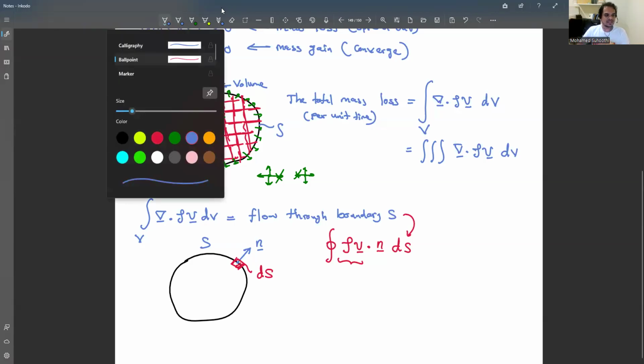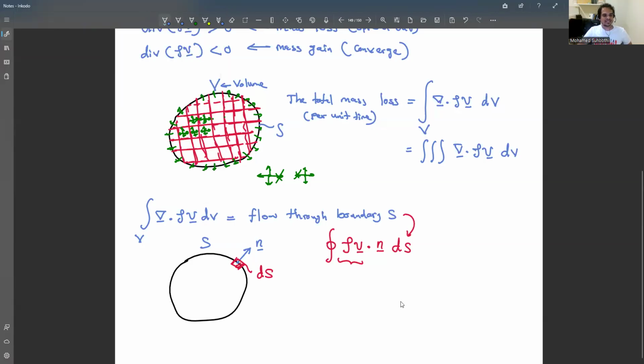This is something you studied as the divergence theorem, right? What is the divergence theorem? The volume integral, you are converting into a surface integral, ds.